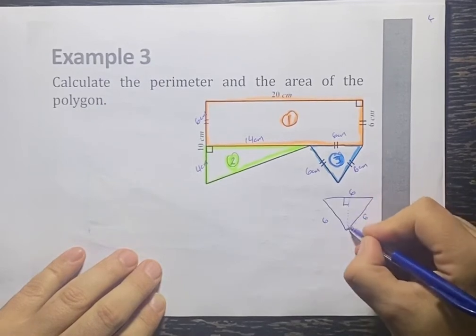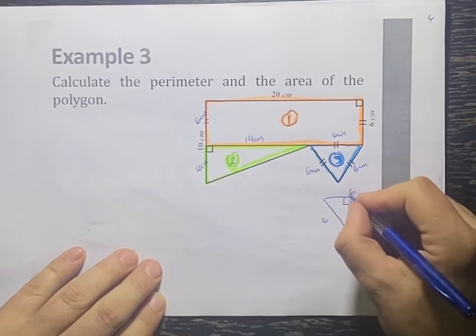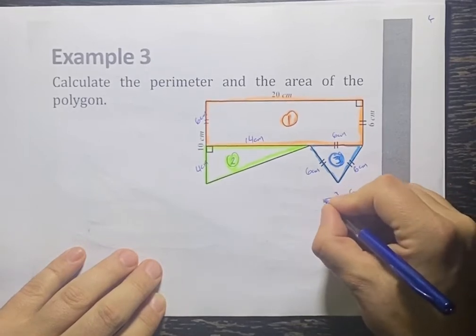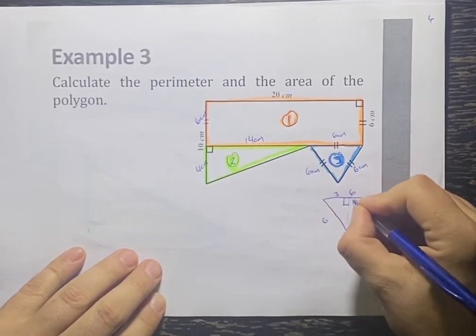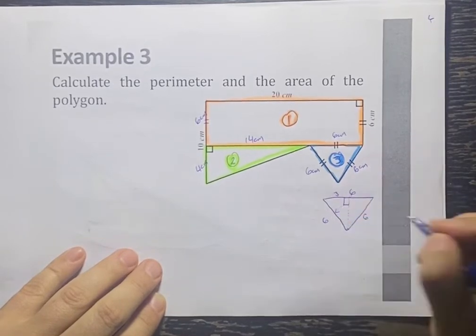Now in order to figure this out, I need to use Pythagoras. So if this entire length is 6, that means that this length from here to here is 3. We know that one is 6, so I can work out the height. So that's your hypotenuse, it's opposite the 90.